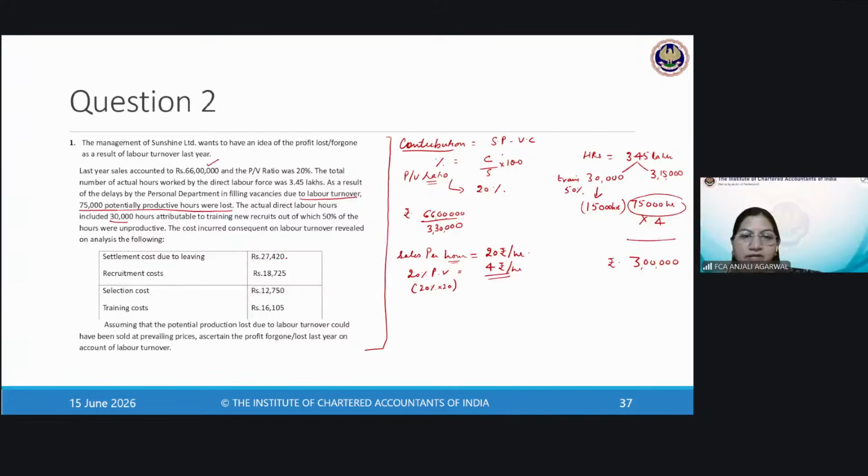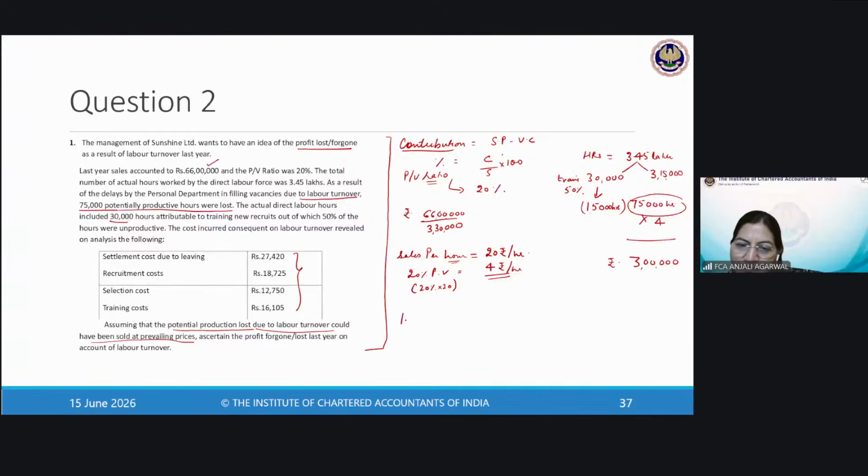So settlement due to leaving is another cost. Recruitment is another cost. Selection is another cost. Training is another cost. So to these 3 lakh, you will add all these 4 costs as well. And that's the total profit lost or forgone. We'll assume that the potential production lost due to labor turnover would have been sold at prevailing price. So see, if these 75,000 hours would have been sold, you would have generated another 75,000 into 20. That means 15 lakh rupees sale and 20% on 15 lakh, 3 lakh rupees profit is forgone, apart from these extra costs.